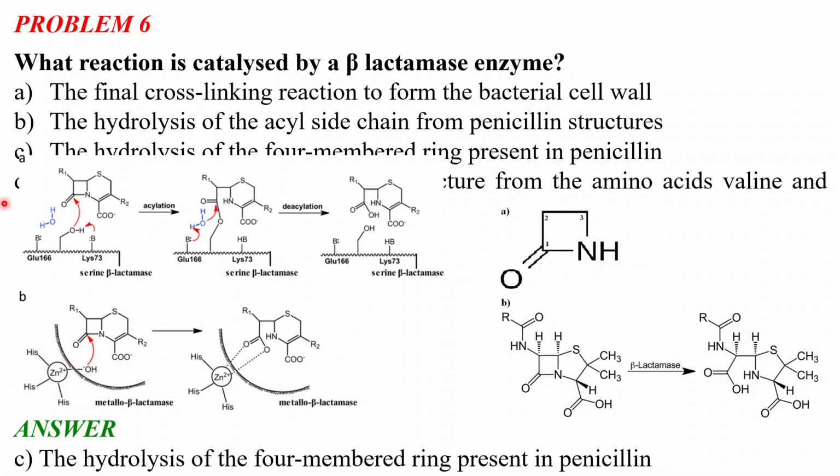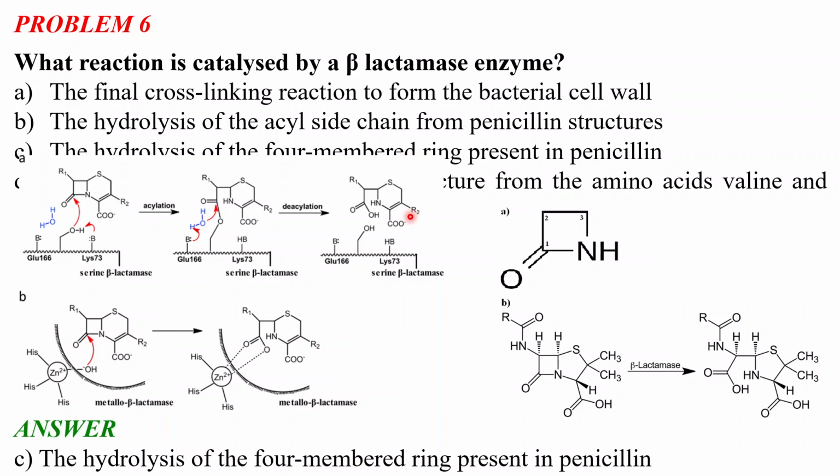In case of serine beta lactamase, we have a serine residue, and this serine acts as a nucleophile at first in the acylation step. Then we have a glutamate residue which makes a nearby water molecule more nucleophilic, and then it cleaves this in the deacylation step, and we get back our serine residue. Okay, so option number C was the correct one for problem number 6.